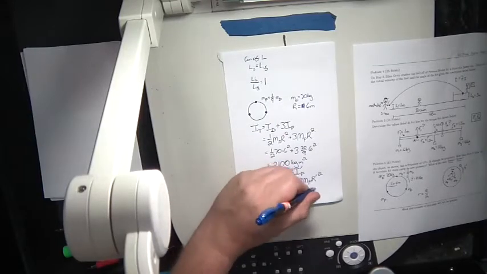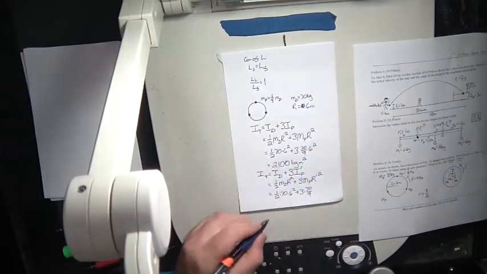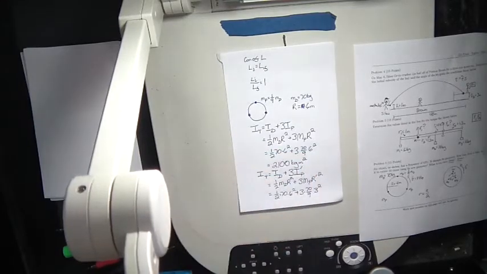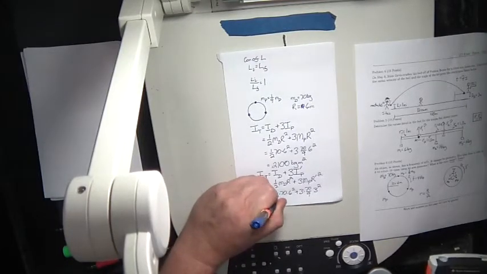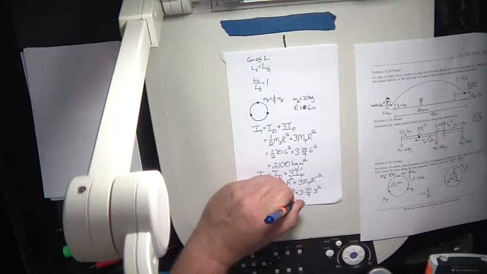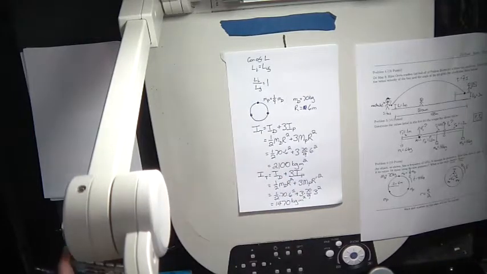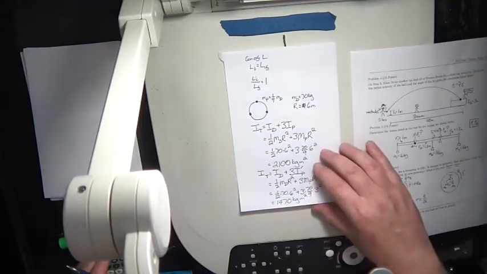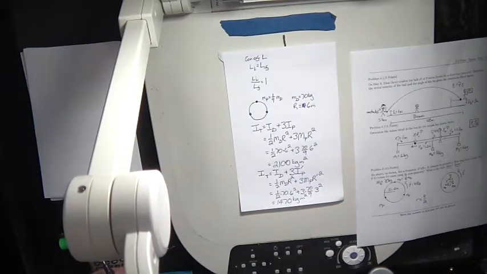But the mass of the points is now 3. And adding all that stuff together, I get 1470 kilograms meters squared. So you have to find the moment of inertia for each of these.